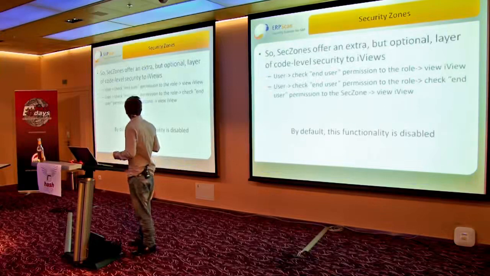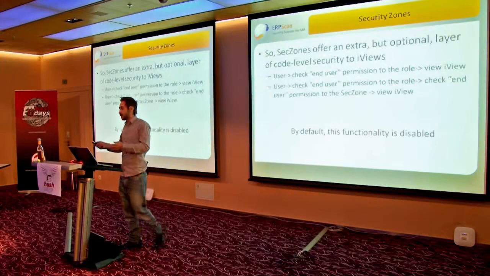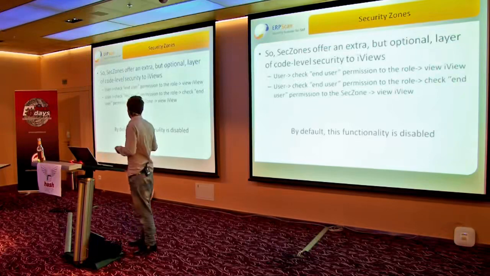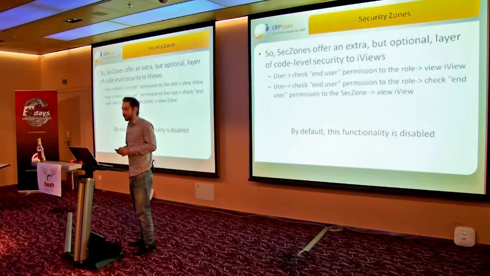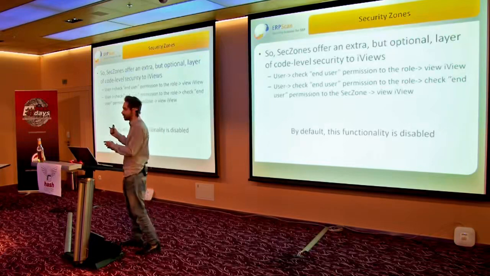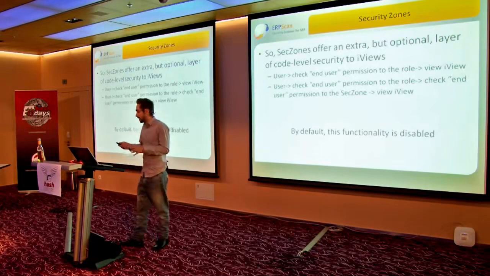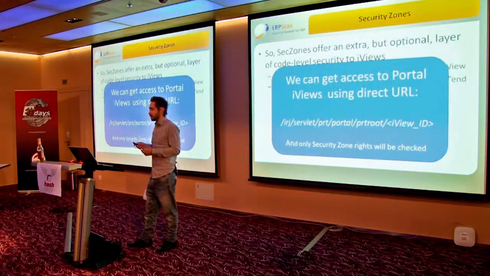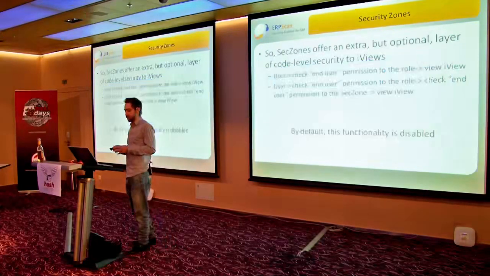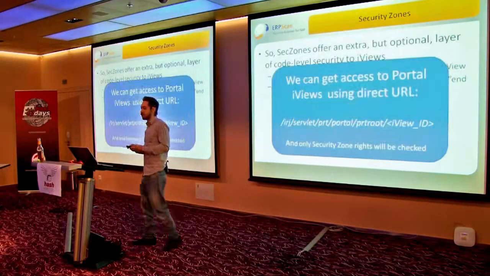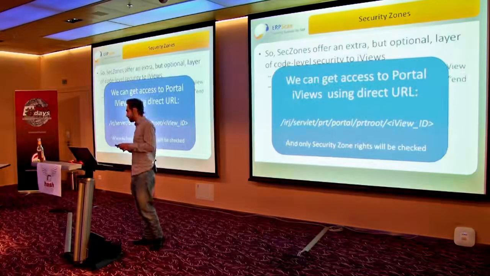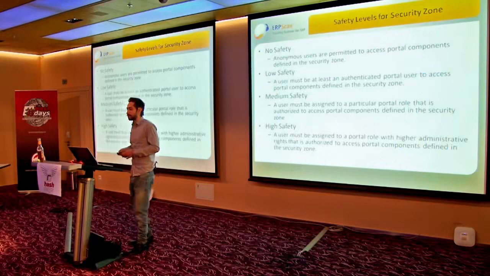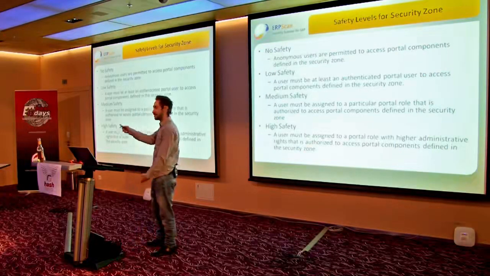So if a user wants to have access to the iView, first of all, the end user permissions are checked. And then the security zone permissions are checked, which are additional, not the default. But it looks secure. The thing is, you can access the iViews directly, bypassing the end user role permissions. So it means that only the security zones will be checked. And security zones are not configured by default. And there are different safety levels in security zones. So it's like who can get access to the different security zones.